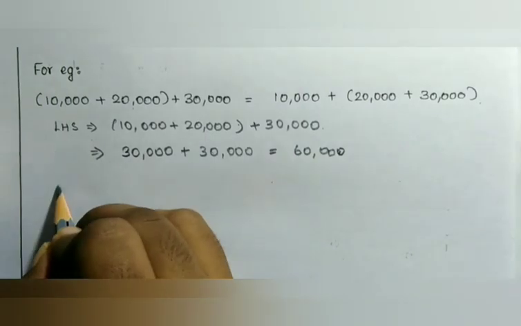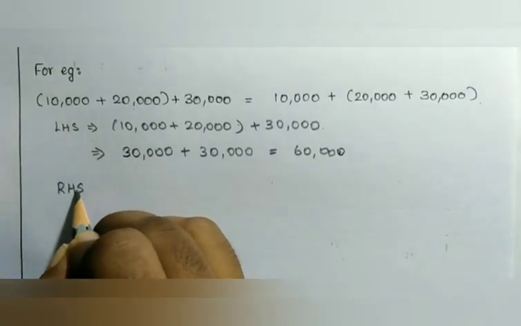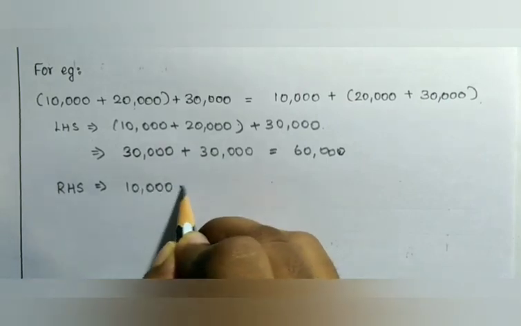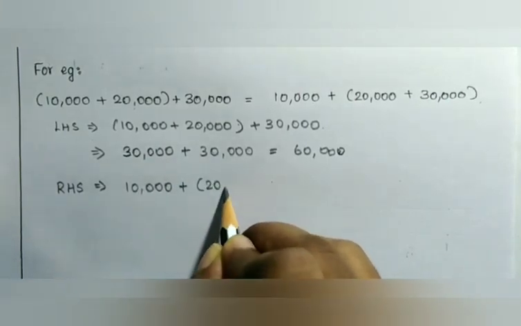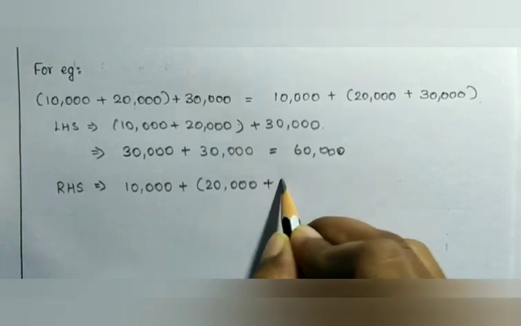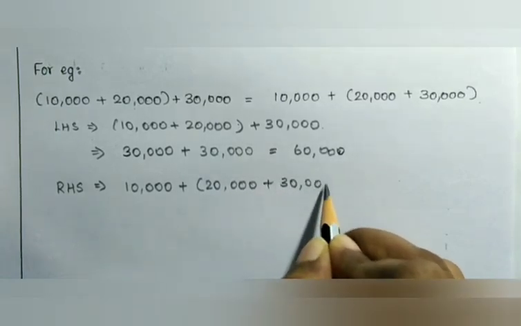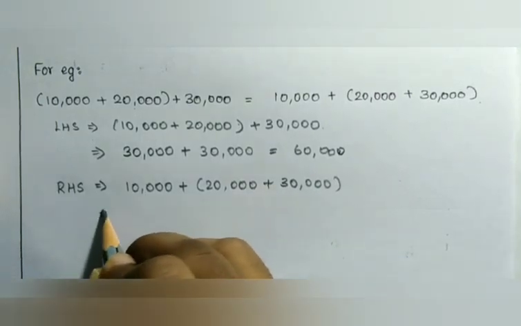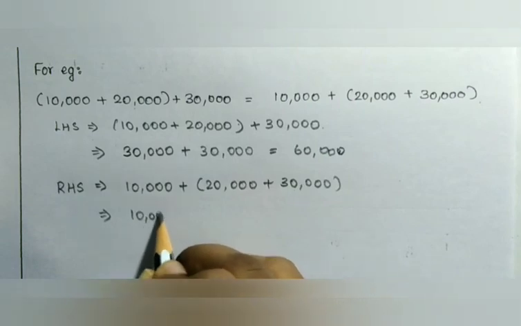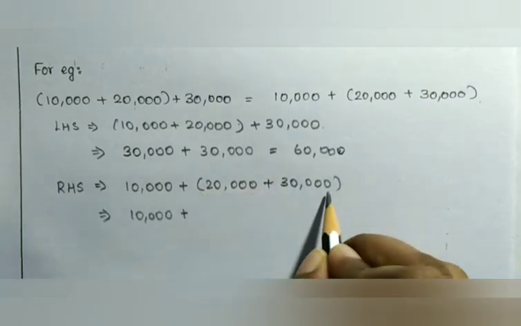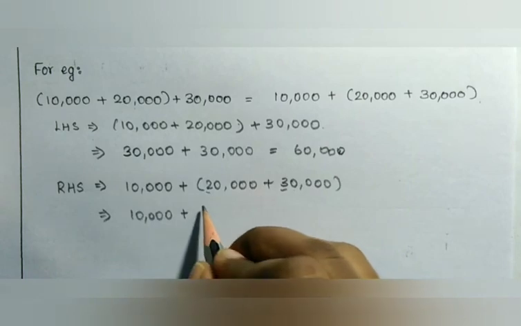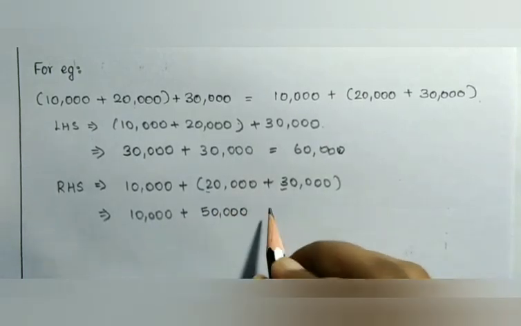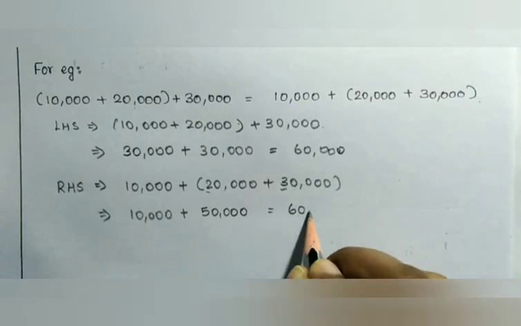Now right hand side, 10,000 plus 20,000 plus 30,000. So these two numbers are inside the bracket. Let us write this number as such. So 10,000 plus 20,000 plus 30,000. 2 plus 3 is 5. So it becomes 50,000. So when you add these two, you will get as 60,000.